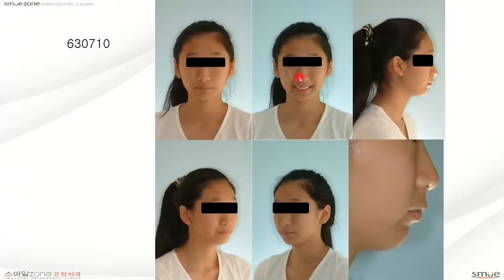So it should be judged whether upper anterior intrusion or lower intrusion is needed to correct the overbite, deep bite, and improve the incisor showing.